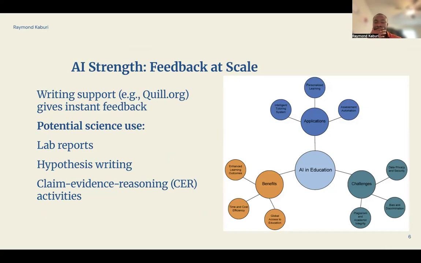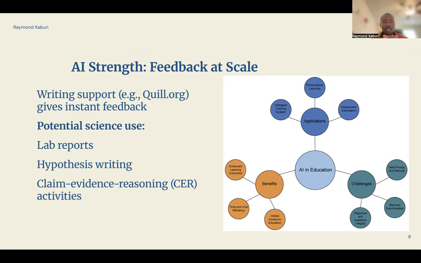Now, strengths. I've already mentioned a lot about the strengths of AI, and you can never mention it enough. AI has a lot. It helps us a lot, and over here you can see that there are a lot of benefits attached to it. Like I said, we also have challenges. So it helps us in personalized learning, intelligent tutoring systems. It helps us with assessment automation, easy assessment. Platforms like Quail.org can help you do report writing and give instant feedback. We've talked about that over and over again.